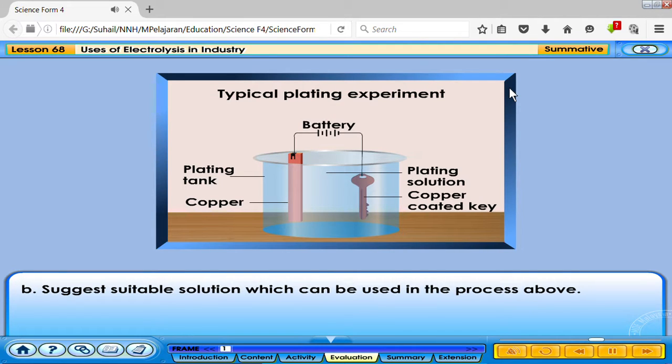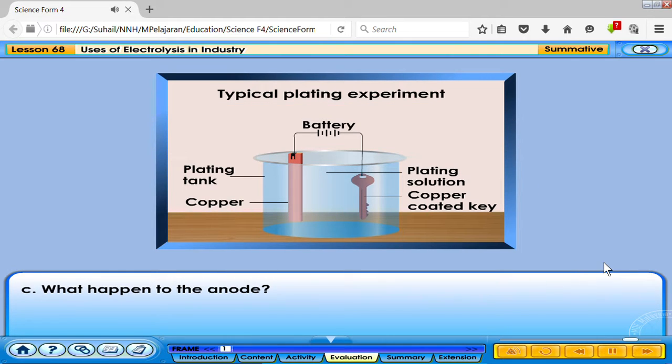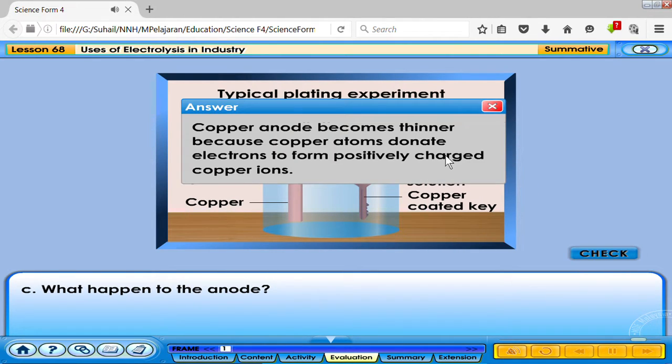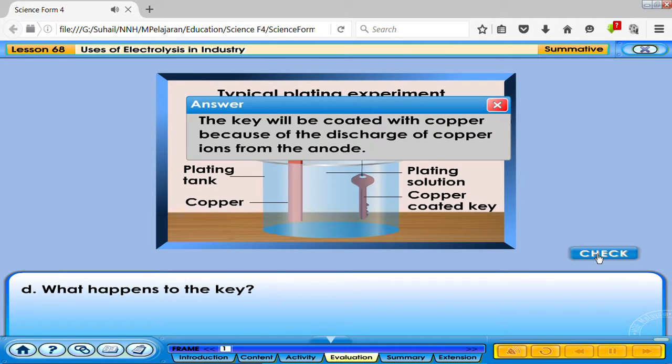Suggest suitable solutions which can be used in the process above. Copper 2 sulfate or copper 2 nitrate or copper 2 chloride. What happens to the anode? Copper anode becomes thinner because copper atoms donate electrons to form positively charged copper ions. What happens to the key? The key will be coated with copper because of the discharge of copper ions from the anode.